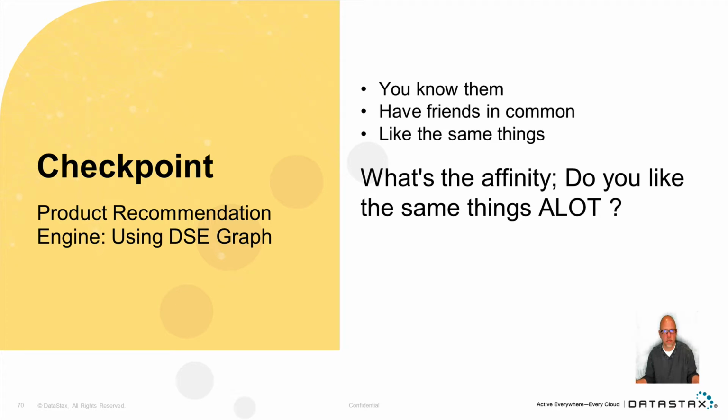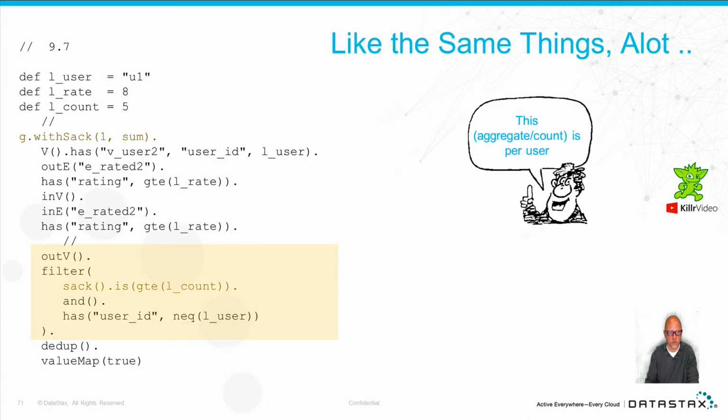Because if you don't like the same things, what kind of recommendation can I provide? And then lastly, do you like the same things a lot? How often does that happen? If only once we like the same thing, I'm not going to accept your recommendation. We have to like the same thing a lot.